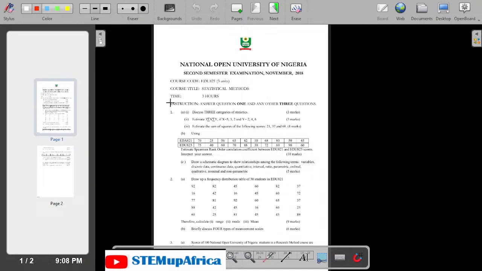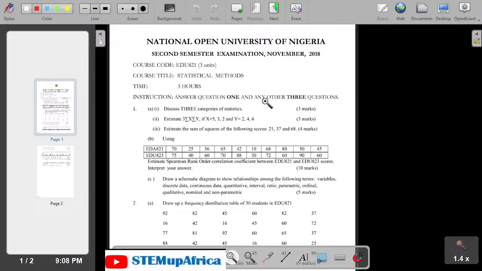So this is another question, 2018. Look at this question. Roman figure 3 is similar to the first one we did. Find the sum of the square of the following scores. I told you, summation x squared. So that is how to do that. You can see it's repeating itself here.